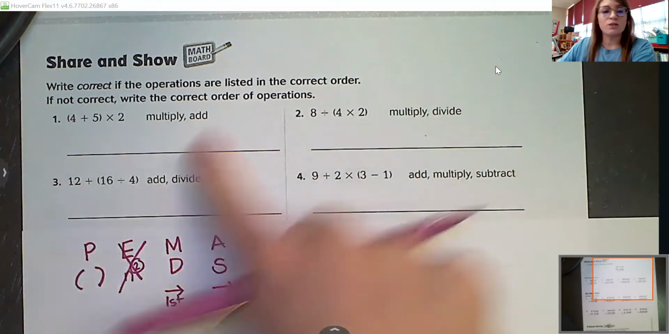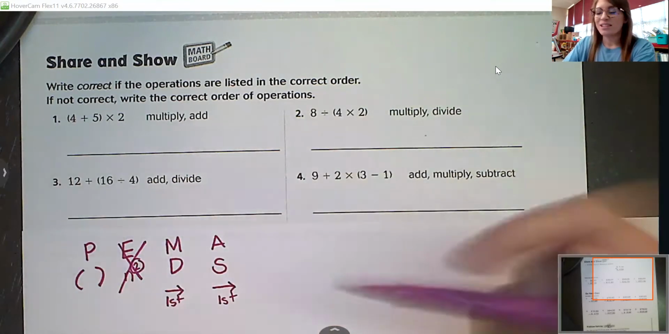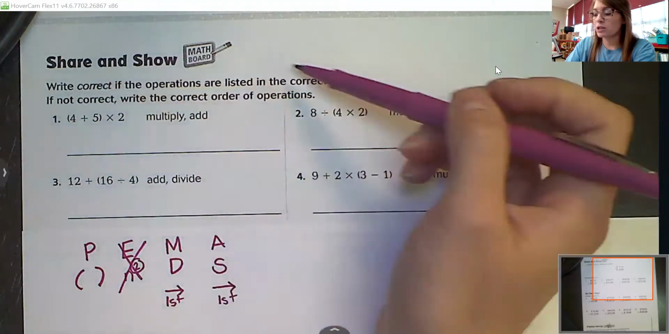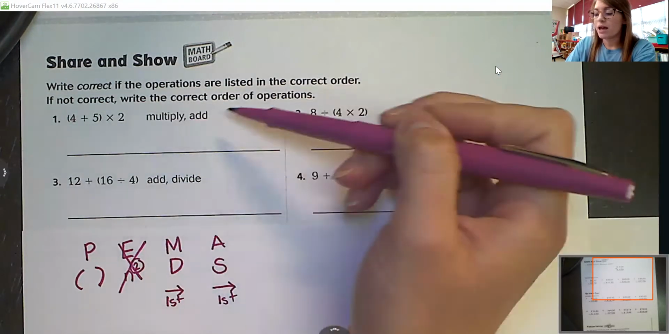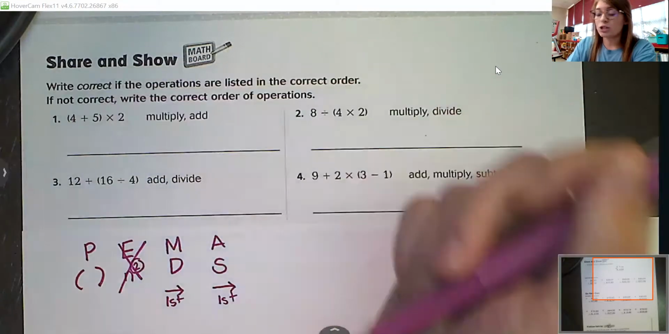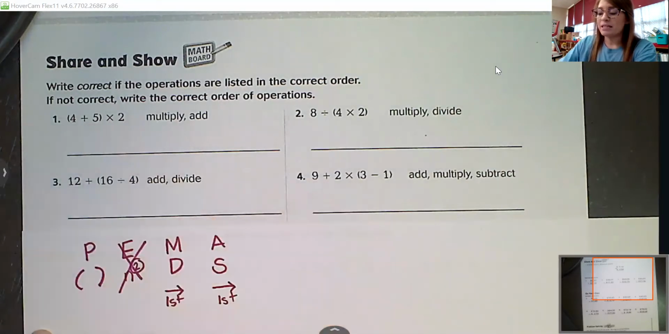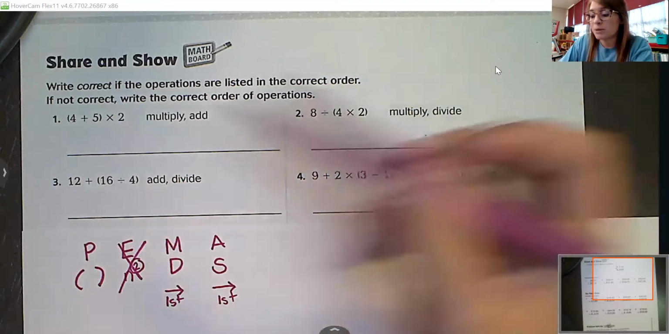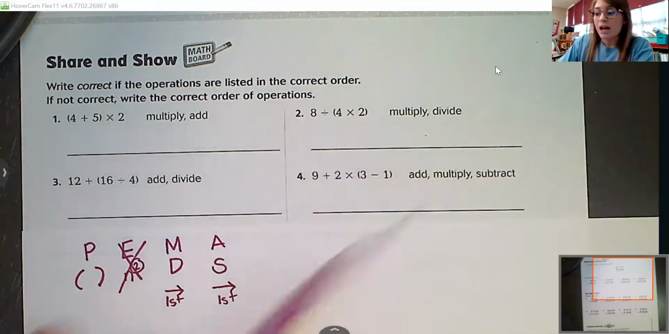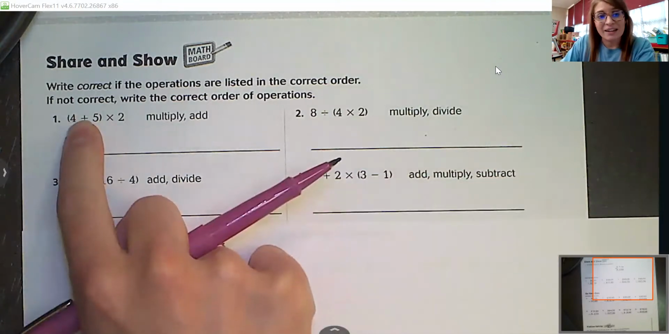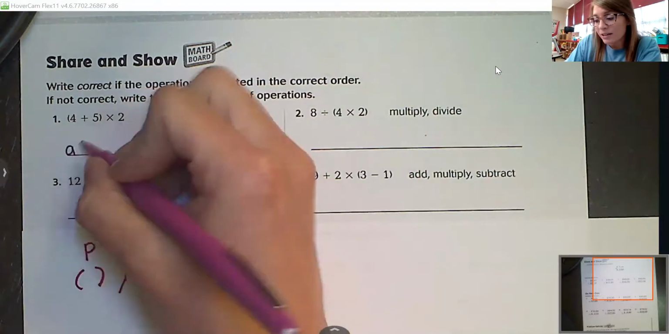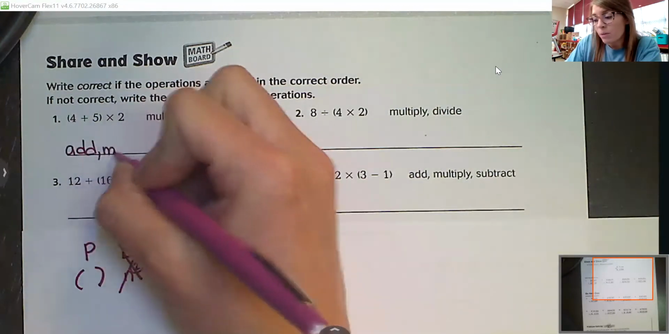So let's go ahead and look at these 4 problems and practice these steps. So they want us to write correct if the operations are listed in the correct order. So these right here. And then we are going to go ahead and solve these, okay? So we've got 4 plus 5 times 2. It says that we should multiply first and then add. Is that correct? No, it's not. Why is that not correct? Exactly, because our first step is always to solve those parentheses. In our parentheses, we've got adding first. So we should add and then multiply.